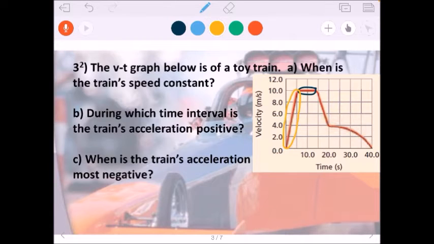And then part C, when is the train's acceleration most negative? Well, it's most negative in this location here. So even though it is negative throughout this time period, it's not the most negative. The most negative acceleration is going to have a steeper slope in a negative direction. So I would say from 15 to 20 seconds.